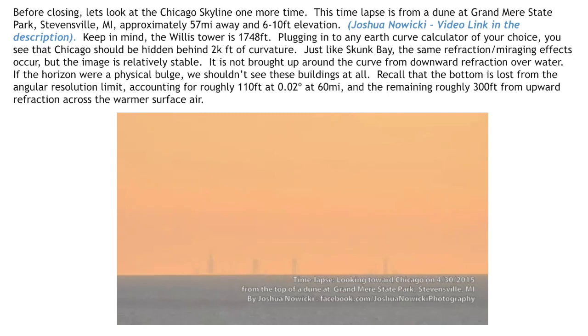They should be lost. So recall that the bottom is lost from angular resolution limit, accounting for roughly, at this distance, about 110 feet at 60 miles. And the remaining roughly 300 feet that seems to be lost is from upward refraction across the warmer surface air over the water. And let's take a look at it now. And you have to ask yourself if this is the Chicago skyline, or you believe that this entire thing is a mirage.